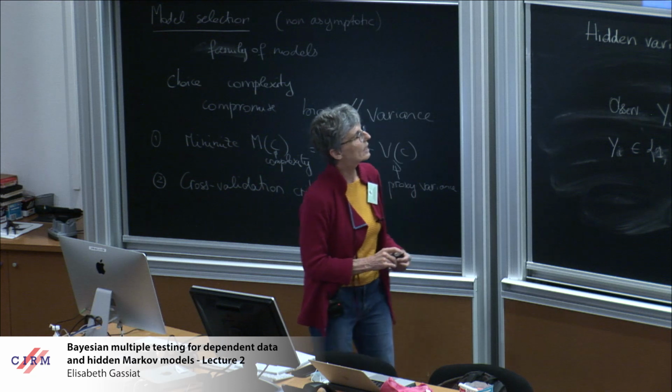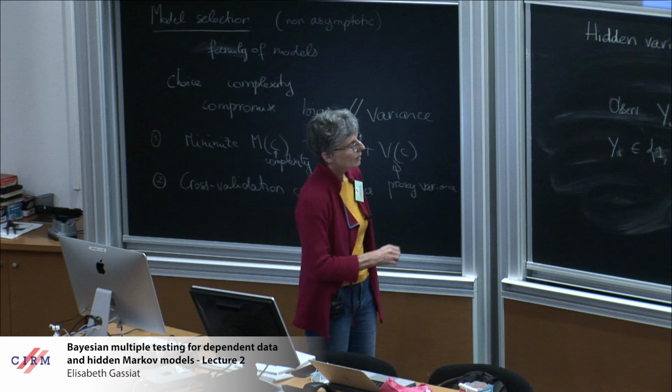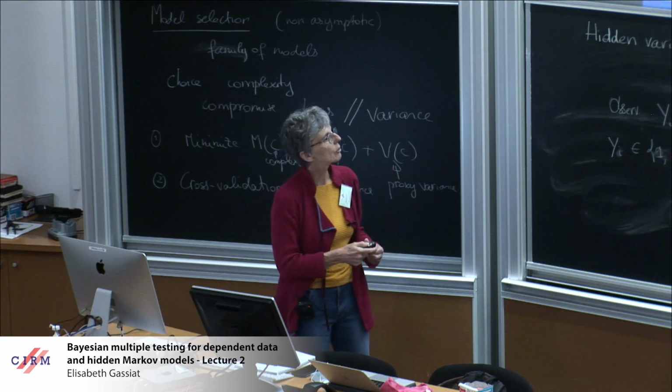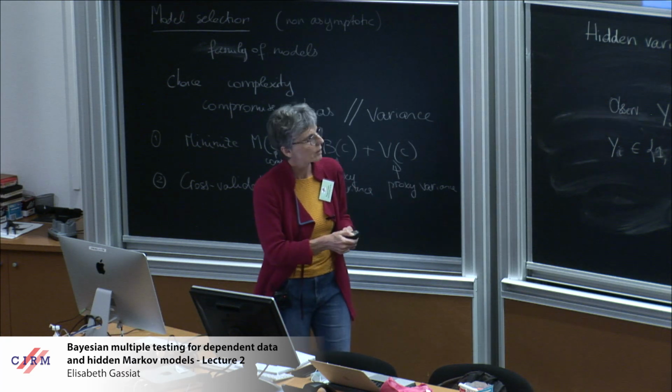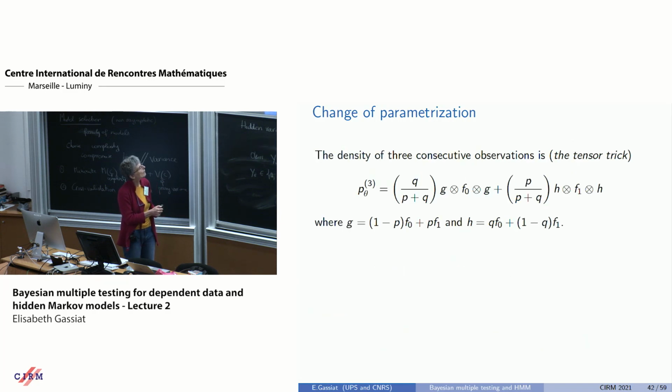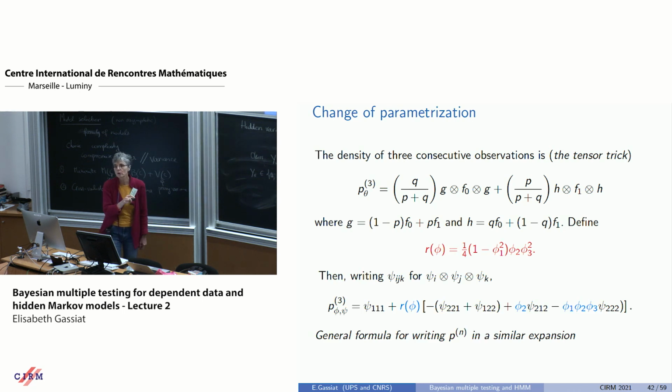So the situation you want to investigate is where phi 1, phi 2, or phi 3 is near the boundary: phi 1 is near 1, or phi 2 is near epsilon, and phi 3 is near 0. So if you use the tensor trick, if you remember it, you write the distribution of 3 consecutive observations as a mixture of 2 populations in which you can factorize. In the middle you have your emission densities, and on the left and on the right you have other things that come from your emission densities and your transition matrix. But if you write it using this new parametrization, then something nice comes out.